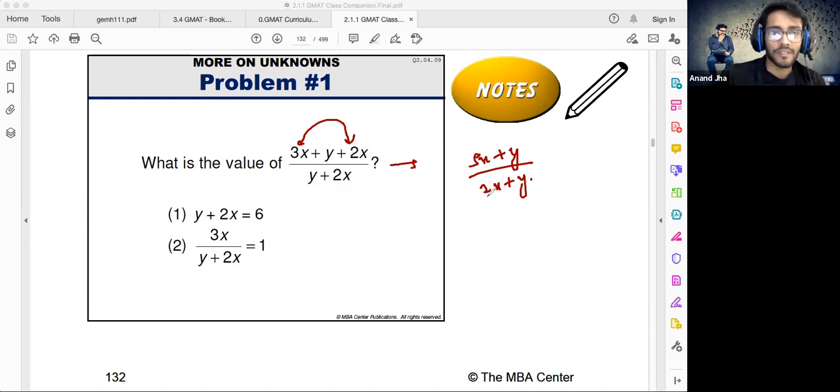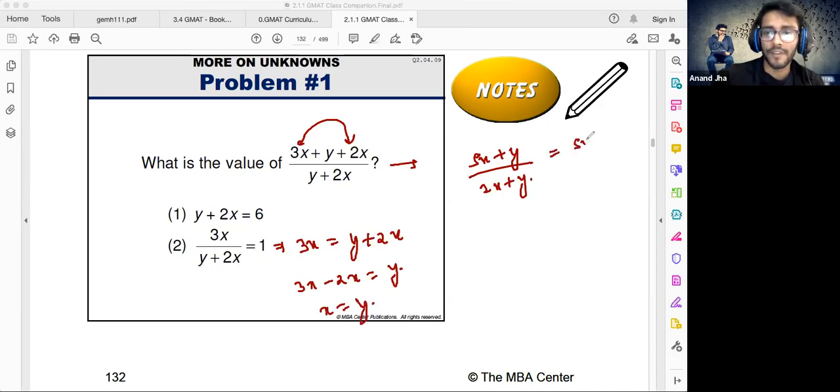Y plus 2x equals 6. What is this? 3x equals y plus 2x. 3x minus 2x equals y. X equals y. So if x equals y, then 5x plus x and 2x plus x, 6x by 3x. Answer will be 2.